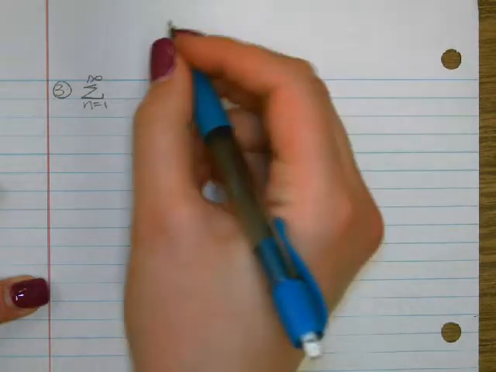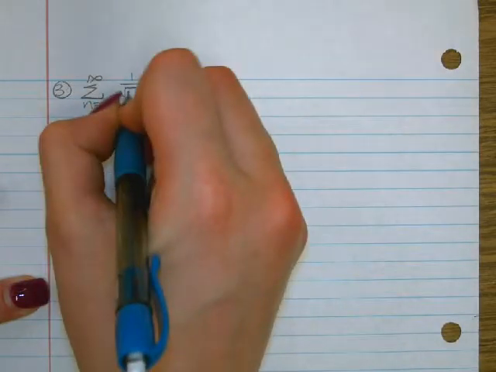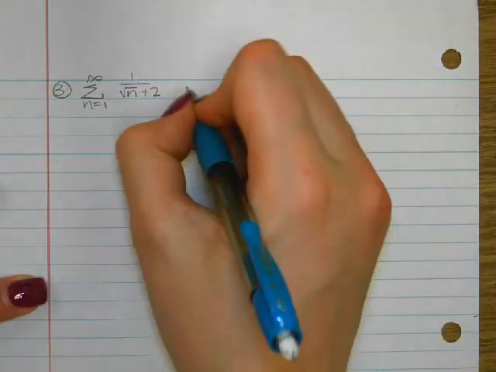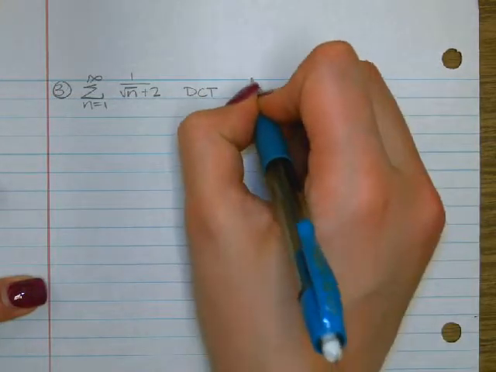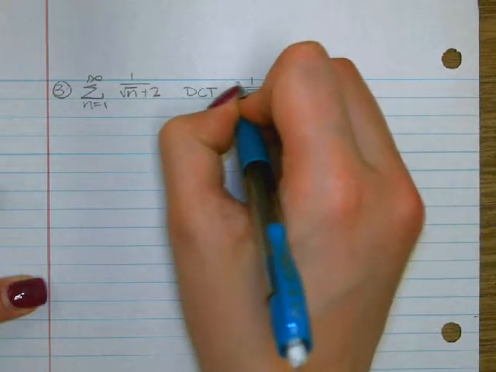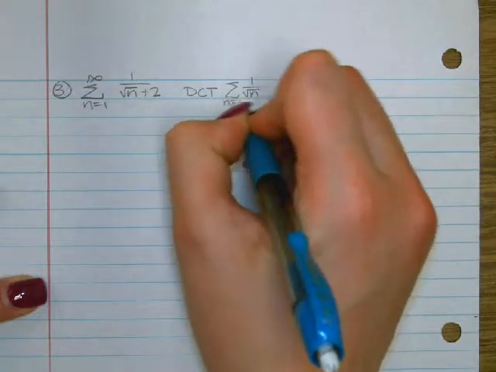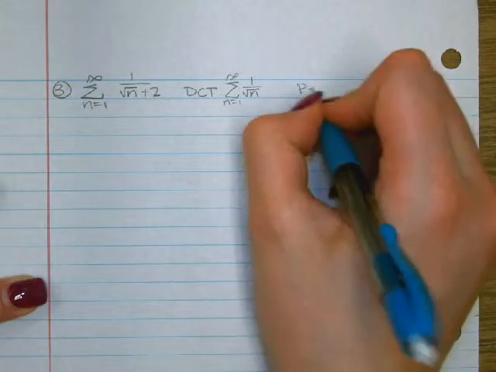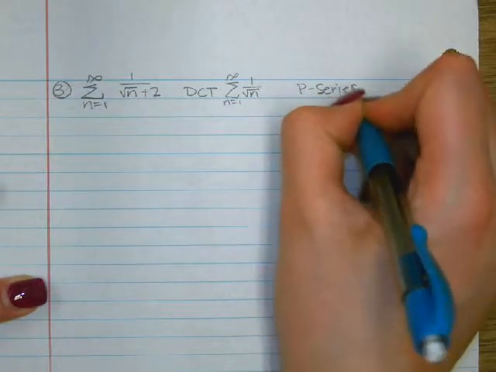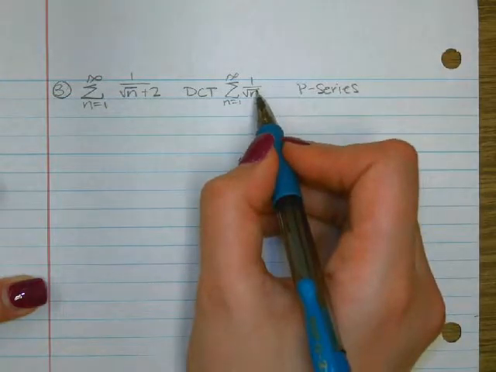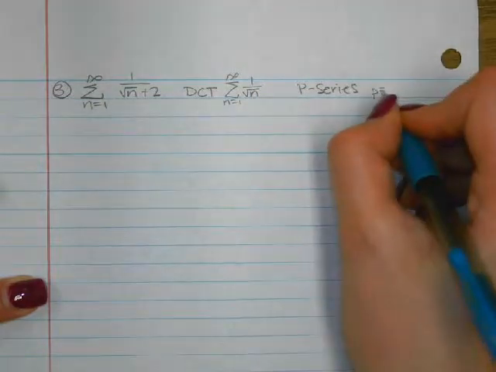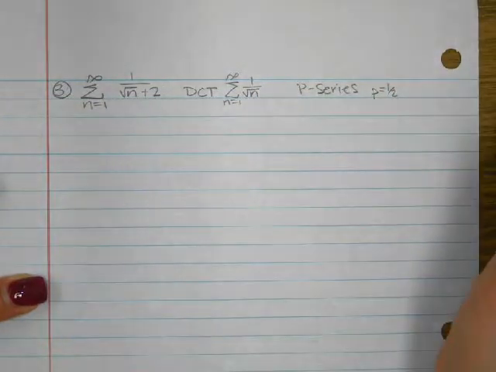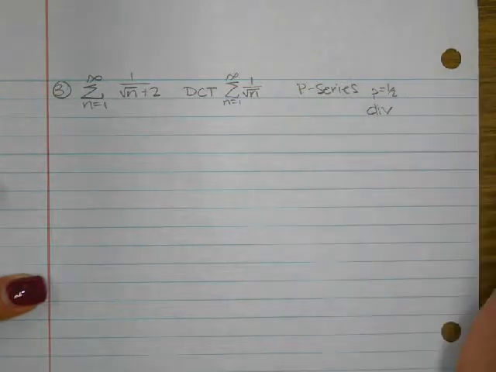All right, our third example is 1 over square root of n plus 2 this time. So a very similar problem. We're going to do the direct comparison test with 1 over the square root of n. And again, this is a p series, I won't mess it up this time. The exponent down here is 1/2, so the p value is 1/2. That's less than 1, so it means that it diverges.